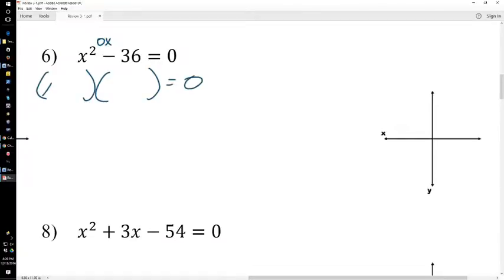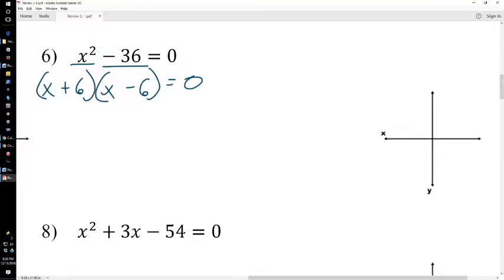Equals 0. I got x's on the left side because x times x is x squared. What multiplies to negative 36 but adds up to 0? So, positive 6 times a negative 6. 6 times negative 6 is negative 36. 6 minus 6 is 0, so that center term cancels out and goes away.